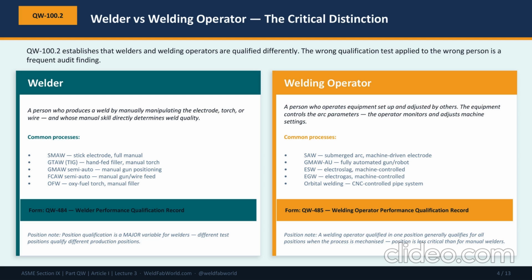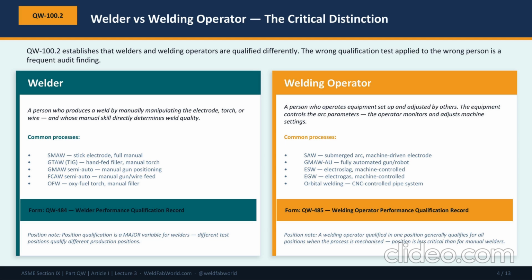GTAW TIG welding with manually fed filler rod. GMAW semi-automatic, the wire feeds automatically but the welder positions the gun manually and controls travel. FCAW semi-automatic. Oxyfuel welding. Welding operator processes. SAW submerged arc, machine-driven wire feed and travel carriage. GMAW fully automated or robotic. Electroslag welding, electrogas welding, orbital welding systems, CNC-controlled pipe orbital systems.